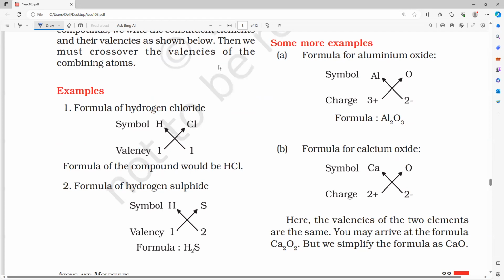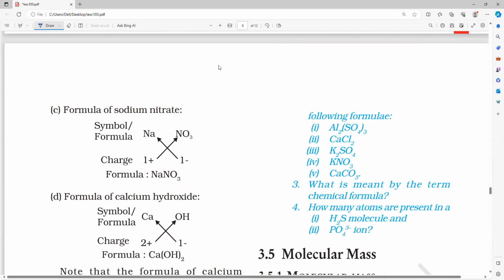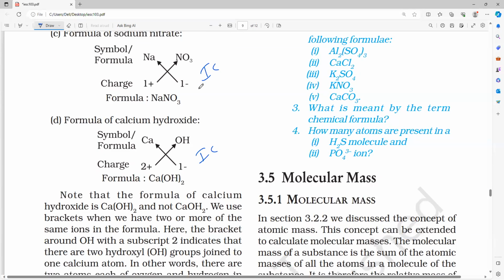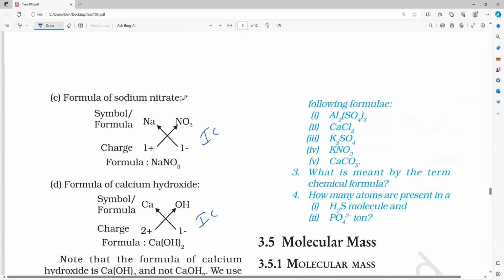Now, HCl: covalent compound or ionic compound? Covalent compound. Al2O3, ionic compound. CaO, ionic compound. NaNO3, ionic compound. CaCO3, ionic compound. Note that for covalent compounds the valence is negative, sharing of electrons. But for ionic compounds, everywhere they put the charges. Have you noticed it, everyone?